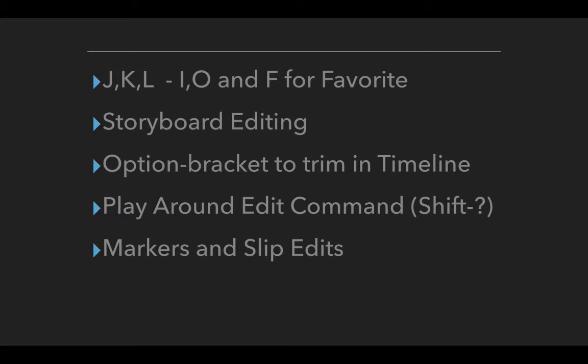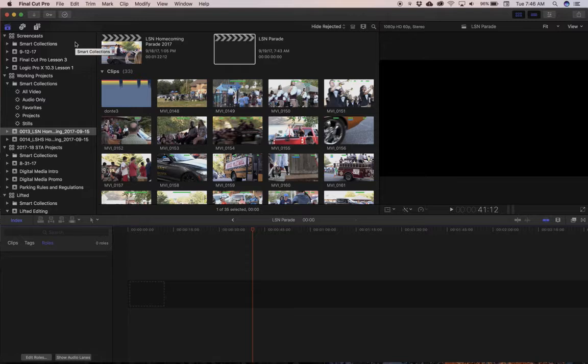We're going to get everything into the timeline, and we're going to talk about option bracket to trim the ends of clips in the timeline. Then we're going to do a command called play around edit. The shortcut for that is shift Q, or shift question mark rather. And then I'm going to show you real quickly markers and slip edits. That's kind of a bonus. It's actually way more than we can hope to learn in this quick amount of time. So let's get into this particular project.